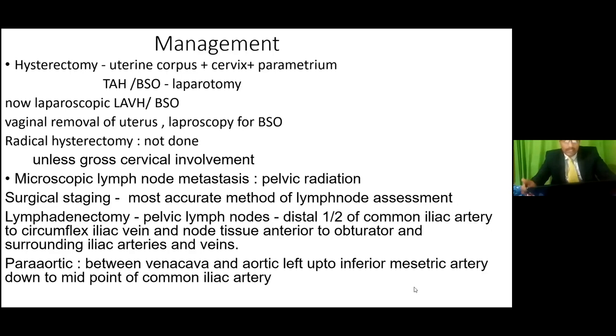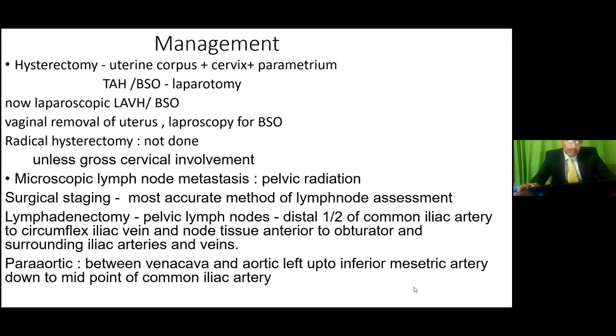Laparoscopy-assisted vaginal hysterectomy includes vaginal removal of the uterus, and the laparoscopy is used for the bilateral salpingo-oophorectomy. And we don't go for radical hysterectomy unless there is gross cervical involvement. For microscopic lymph node metastasis, we give pelvic radiation, and surgical staging is the most accurate method for the lymph nodes.